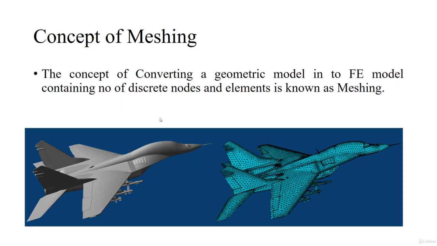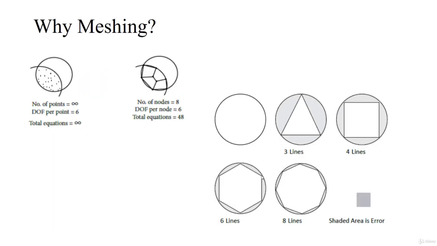Then the most important concept inside FEM is the concept of meshing. So what do we mean by meshing? If you take a geometric body like this, or a solid body like this, in order to solve this particular problem, you need to convert this solid body into a finite element body. The concept of converting a geometric model into a finite element model, which contains a number of discrete nodes and elements, is known as meshing. See, why do we need meshing?